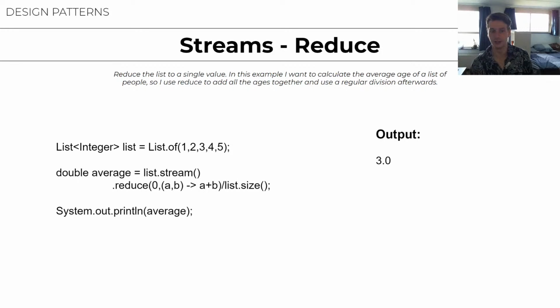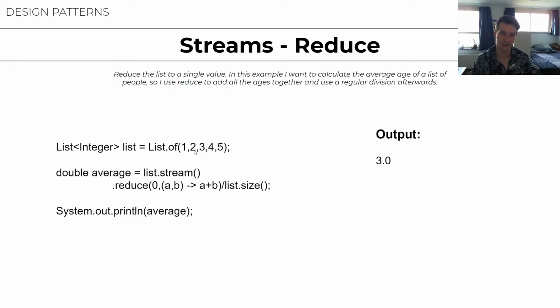Might be wrong, but this is anyway just an example. So you say again list.stream, how you start up a stream, dot reduce. The 0 is the start value. Now you have A and B, because it wants to know with every pair of elements that you have in the list, what do you want to do with that pair? Well, in this case, we want to add them together.